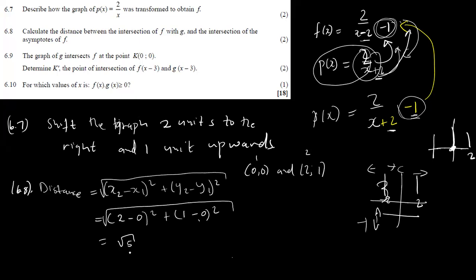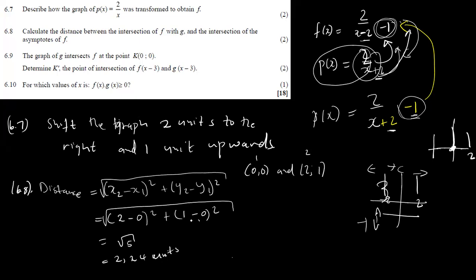On my calculator, root of 5, to two decimal places, we get 2.24 units. We don't know whether it's meters or what, so we just write units. So yeah, that's how we solve 6.8.